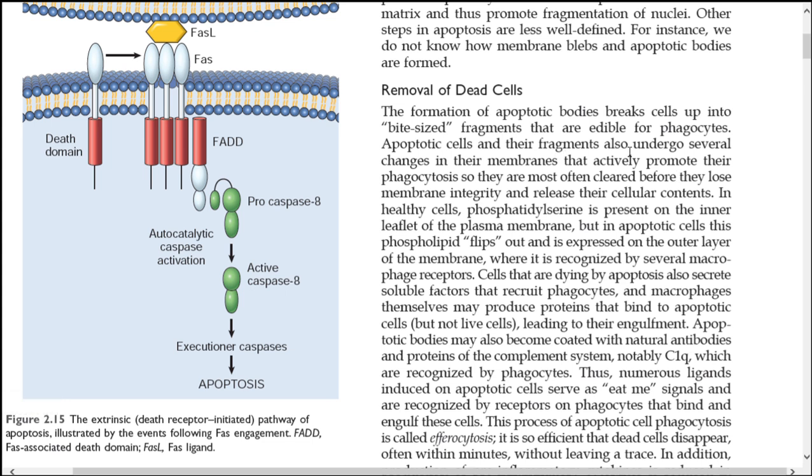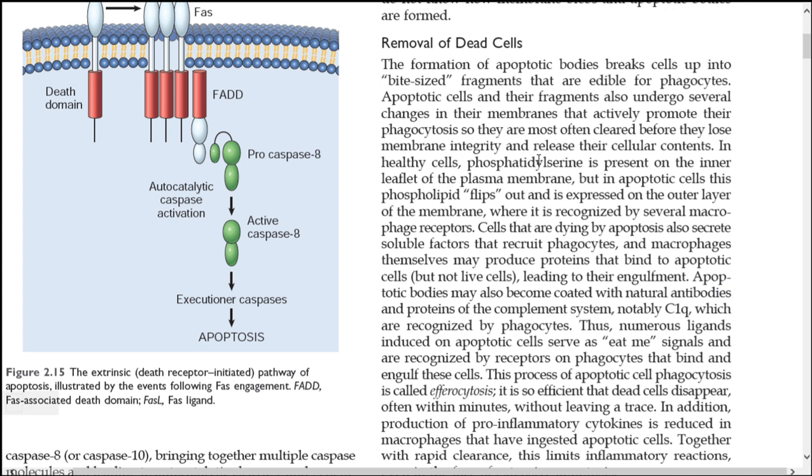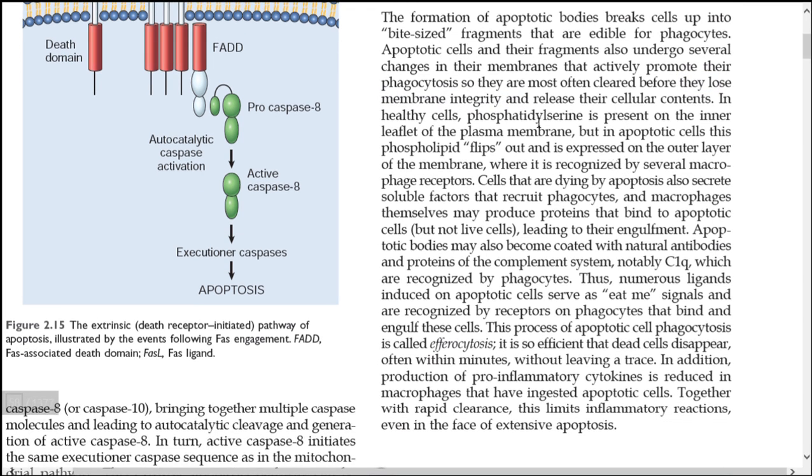So the changes take place in the cell membrane. Okay, these changes in the membranes will activate phagocytosis so that the cells are cleared before the release of cellular contents and before they lose membrane integrity. Okay, phosphatidylserine is present on the inner aspect of the plasma membrane in healthy cells. But in an apoptotic cell, this phospholipid flips to the outer layer of the membrane, and this phosphatidylserine, which is usually present inside, is expressed outside, and hence it is recognized by several macrophage receptors.